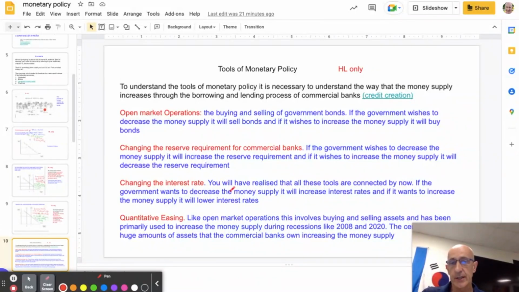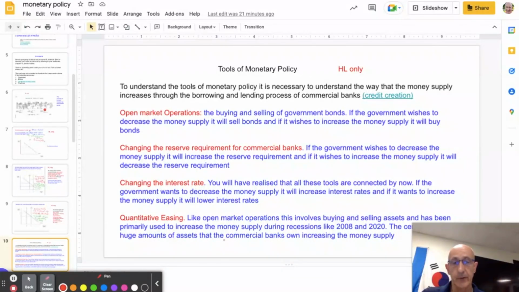Changing interest rates, as I said, that's the main one. It's a really important influence on the economy, as we saw in the other video. And then this thing, relatively newish term that we've come across in the last few years, quantitative easing, very similar to open market operations, but not just involved with government bonds.